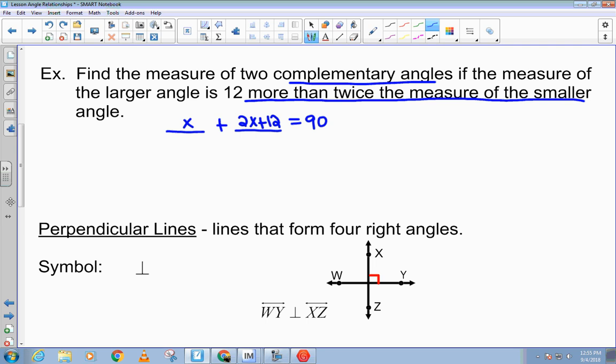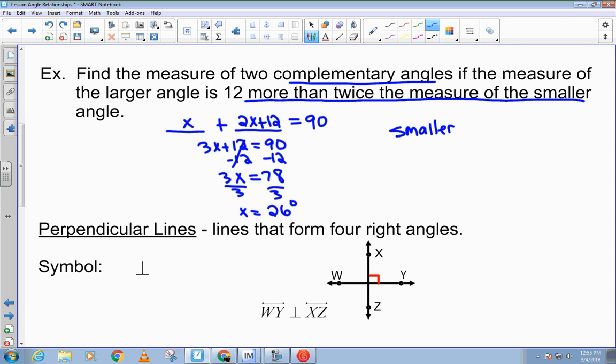So if I want to find out what both of these angles equal, then I would solve. That would give me 3x plus 12 equals 90. And I'm going to subtract 12 from both sides. So I have 3x equals 78. I'm going to divide both sides by 3. And that ends up being 26 degrees. So, x represents my smaller angle, which is 26 degrees.